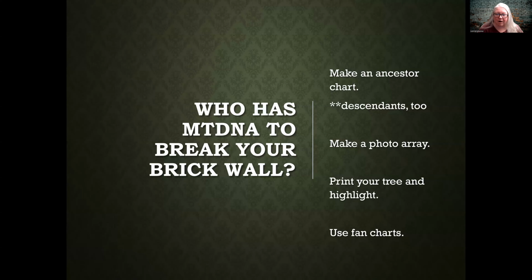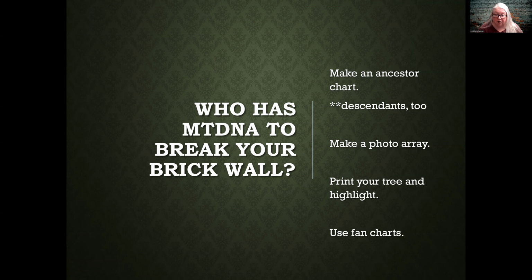So who has the mitochondrial DNA to break your brick wall? You can make an ancestor chart. You want to make sure that you do descendants too. You can do that photo array. You can print your tree and highlight. You can use those fan charts that are in DNA Painter. There are a lot of ways that you can determine who has mitochondrial DNA to break your brick wall.